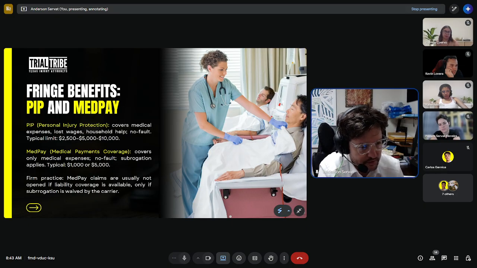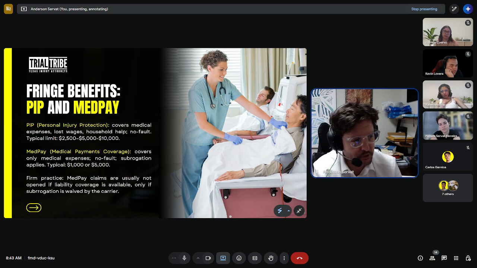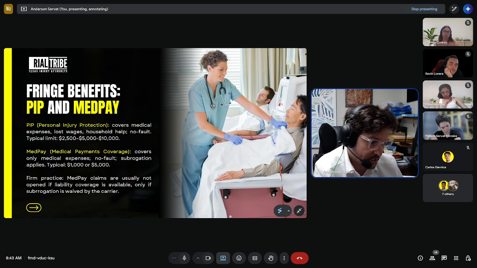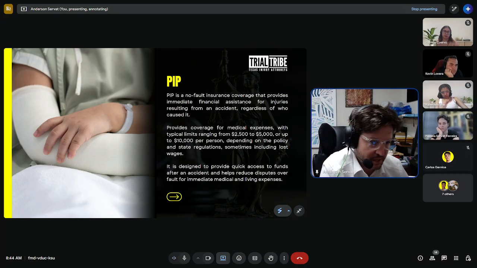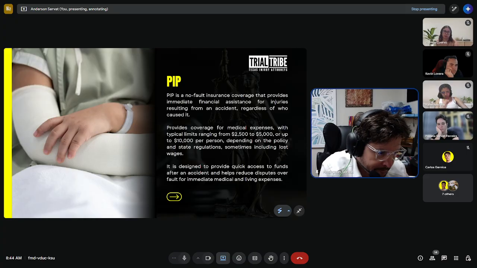So the insurance will waive the rights to the subrogation, so they don't get it back. Some we can get, some not. Depends. Like I said, PIP is first-party no-fault coverage, so it doesn't matter if you're at fault or not, you can get this amount.